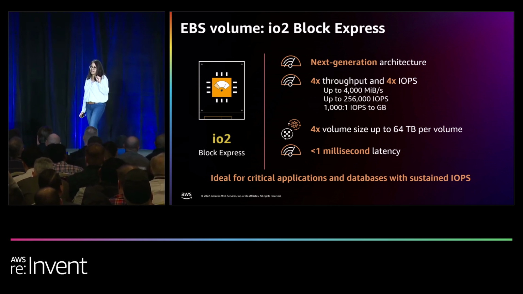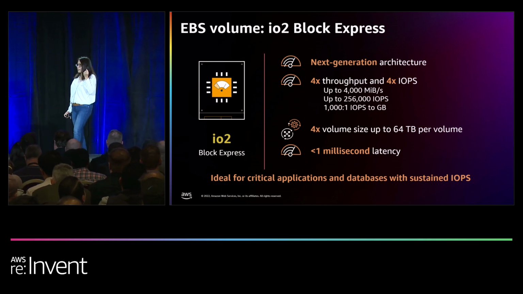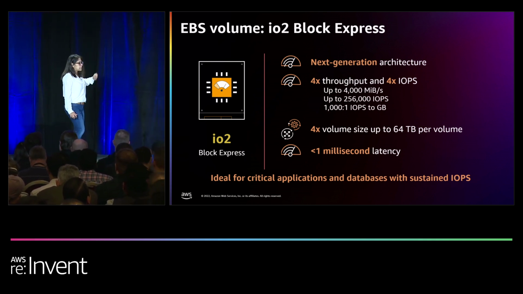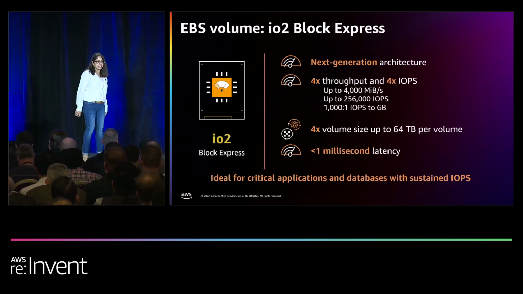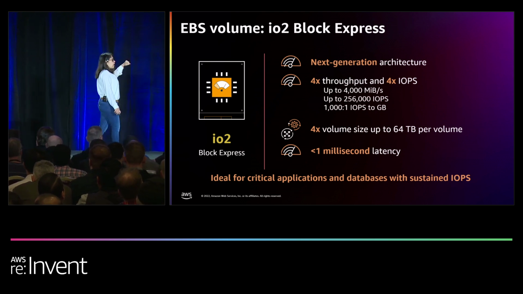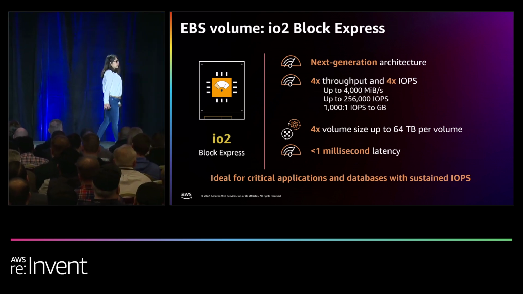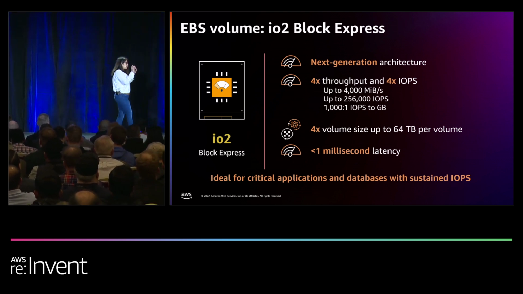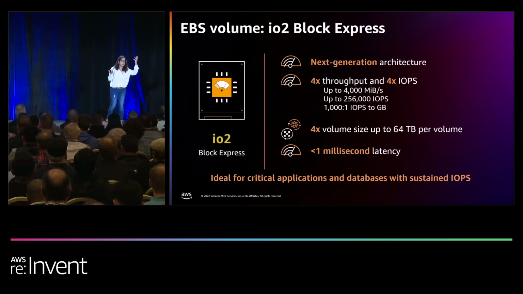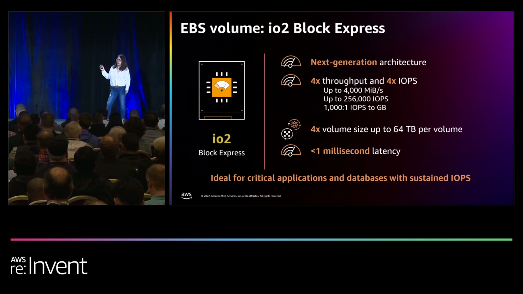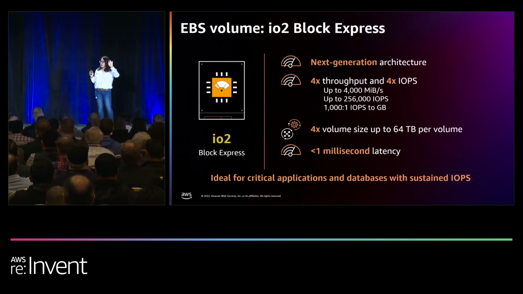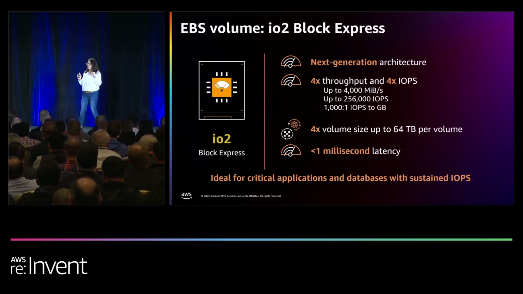The most interesting and the most exciting part of the IO2 volume, which is backed by the Block Express architecture, is the latency. It comes at a sub-millisecond latency. So you think about how much this works for those critical applications where you don't want your users to wait for login or any such very critical applications. IO2 Block Express is the ideal one.